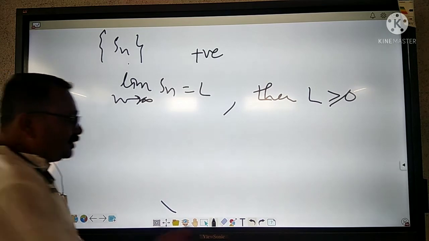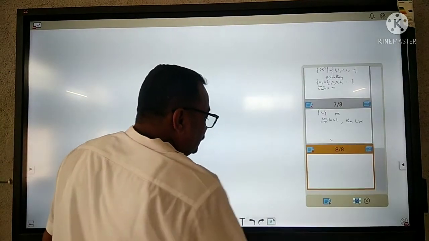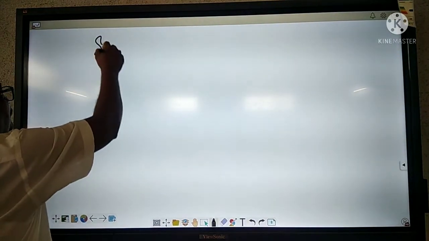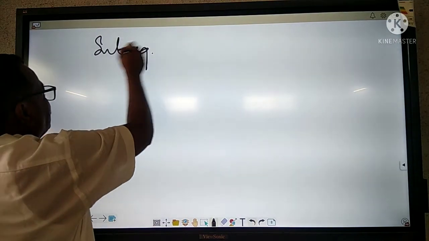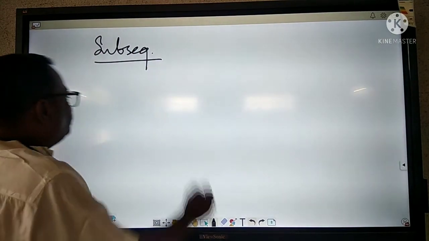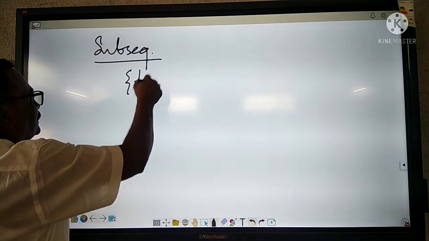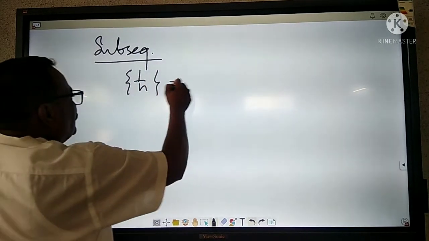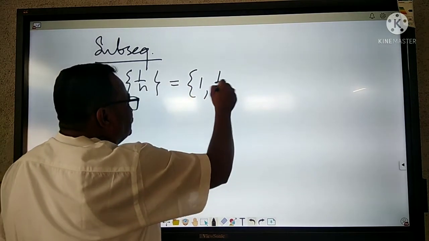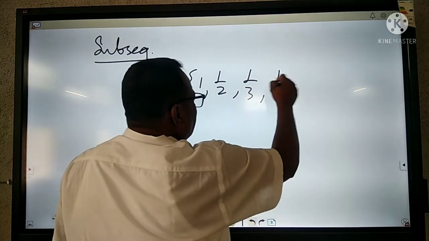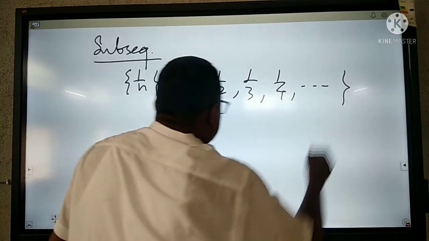Now, one more concept we have to learn is subsequence. That is what is meant by the subsequence. Consider the sequence 1 upon n. We know that the terms are in this way: 1 by 2, 1 by 3, 1 by 4, dot dot dot in this way.